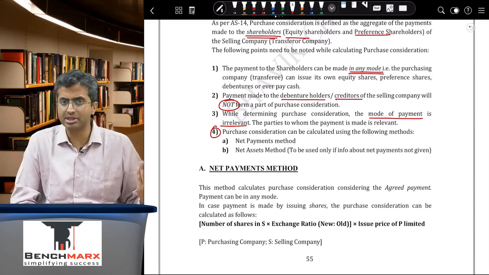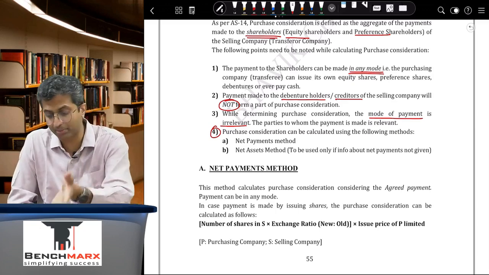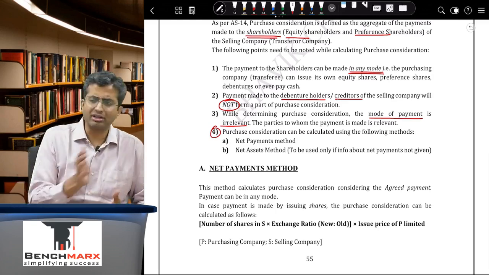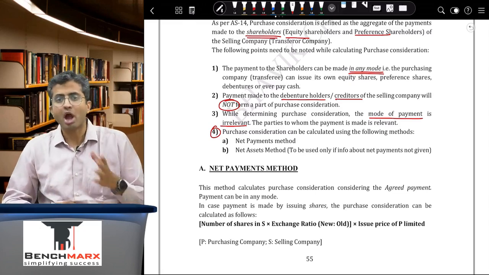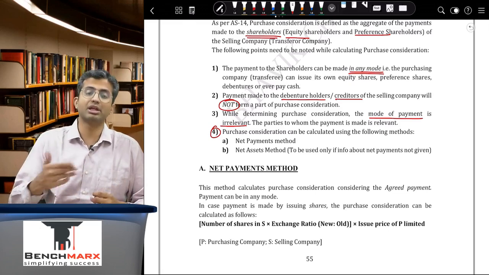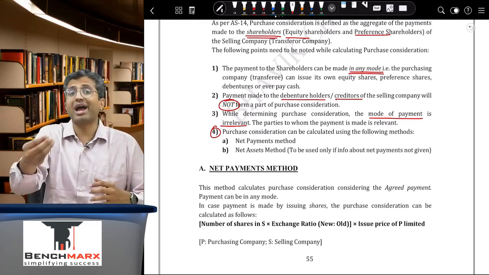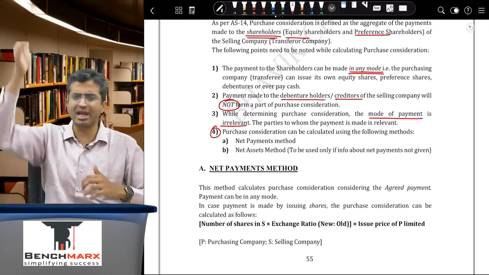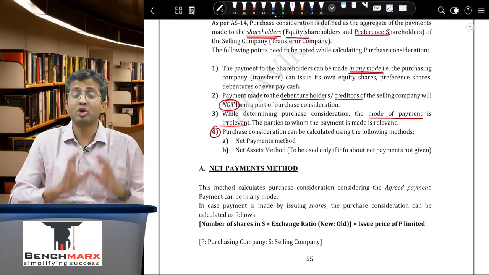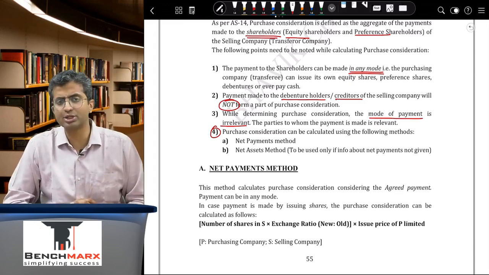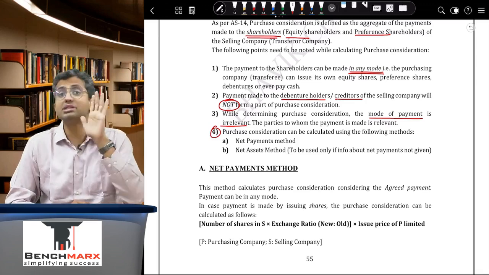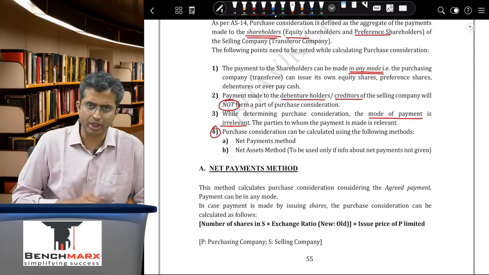If someone is transferring a business to you, they would expect some consideration, but the problem is, as a student, the consideration is not given in the question. So rather than assuming the consideration to be 0, a much more reasonable assumption in such a circumstance is that the consideration will be the same as the net assets of the selling company. जितने assets and liabilities है, minimum उतना तो हम expect करेंगे. So when will you calculate the PC using the net assets method? Well, if the details about net payments are not available, that is when you will look at the net assets.